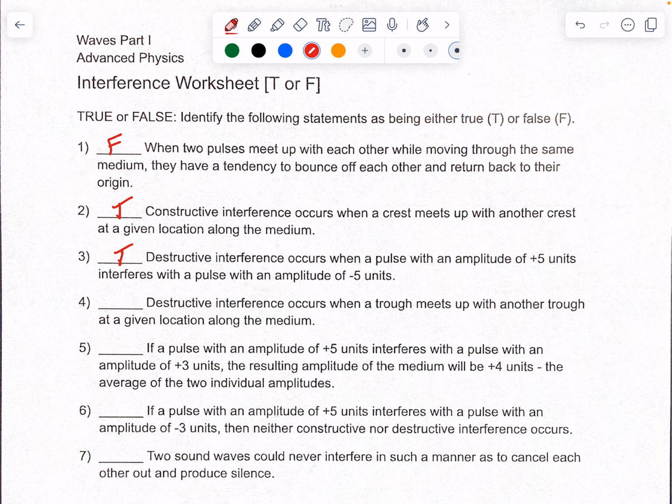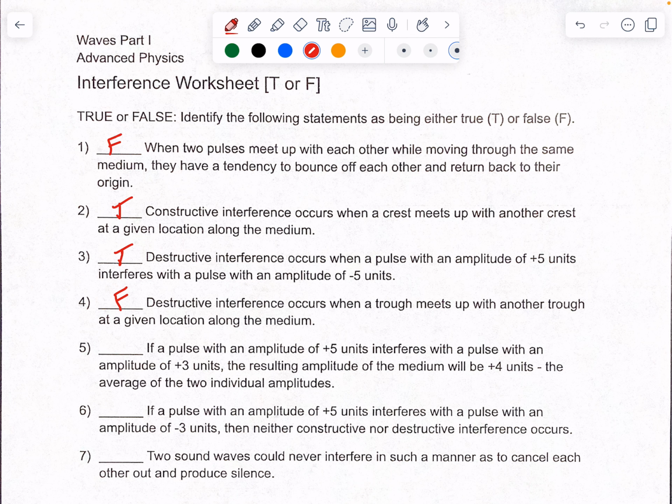Number 4, destructive interference occurs when a trough meets another trough at a given location along the medium. This would be false. This would be constructive interference. So again, be careful of that. Just because you assume a trough is negative, if you have a trough meeting another trough, they're just going to make an even bigger trough, which is constructive.